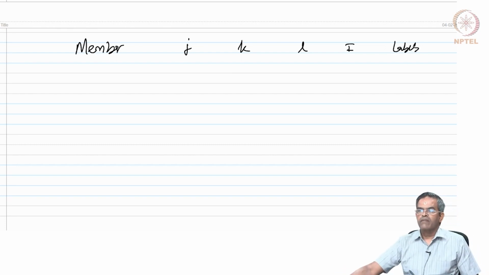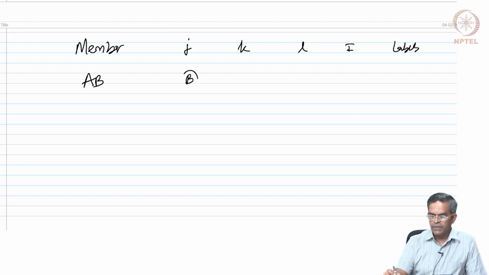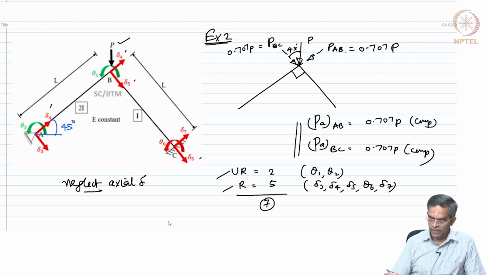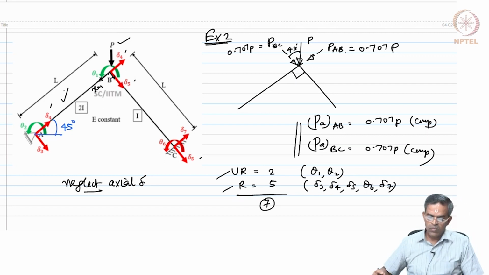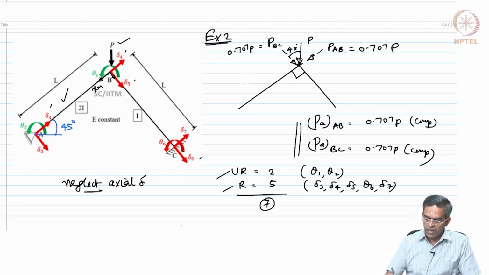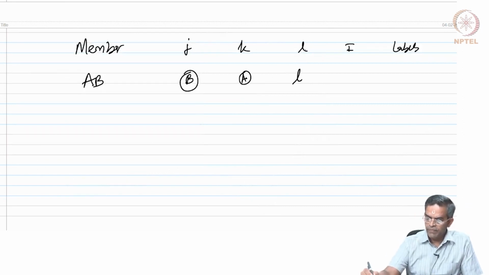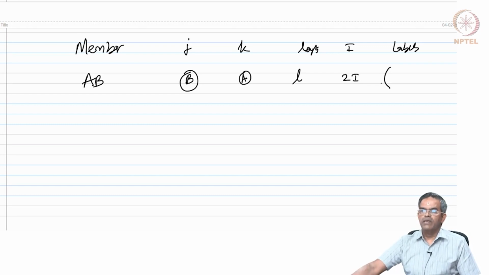Let us say for the member AB, I am going to say the jth end is at B and the kth end is at A. So, this is my xm and this is my ym for the member AB. The length of the member AB is L and the moment of inertia is 2I, is it not? Let me mark the labels for the member AB.